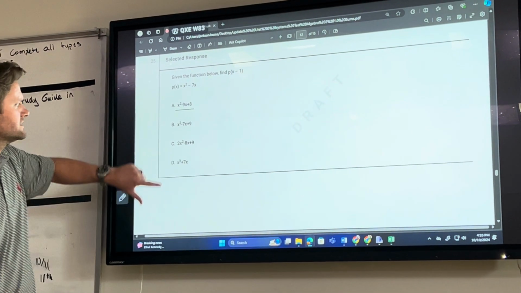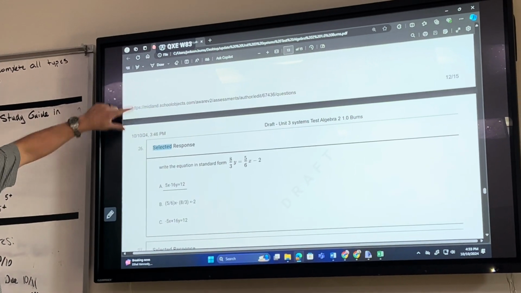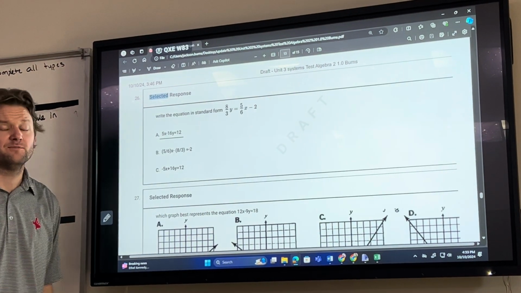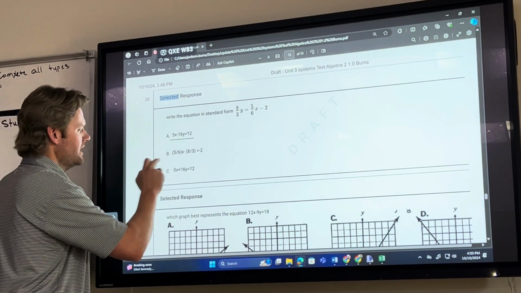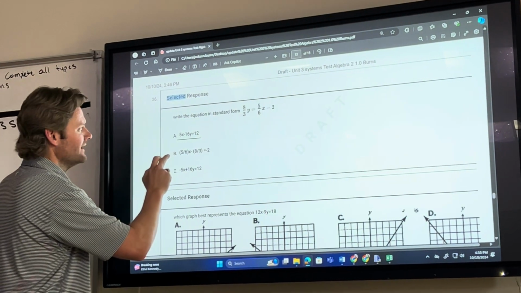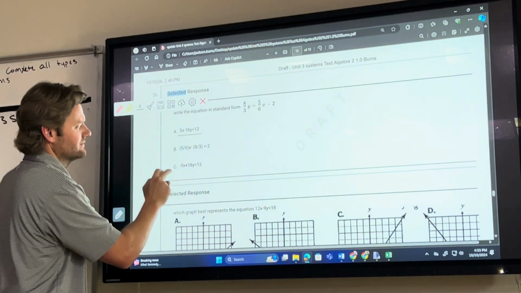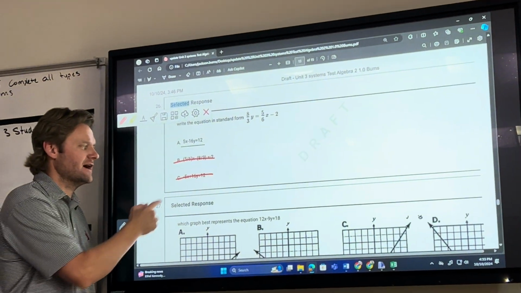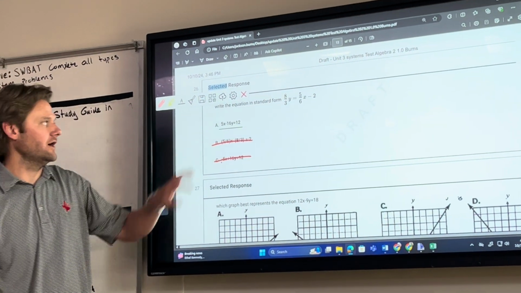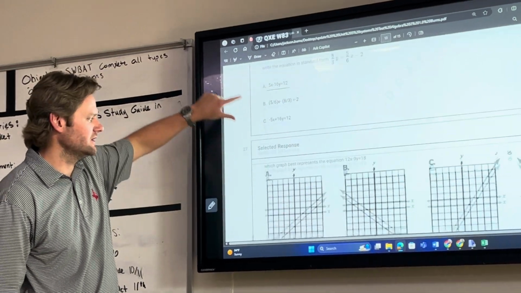All right, let's see what the other ones we have. We only have 30, not a lot of time left. All right, standard form. Can you have fractions? No. Can you have a negative a? No. So what is my answer going to be here on this one? A. Yeah, it's got to be the one that doesn't have fraction, doesn't have a negative a, right? Hopefully we made that note in our study guide there.